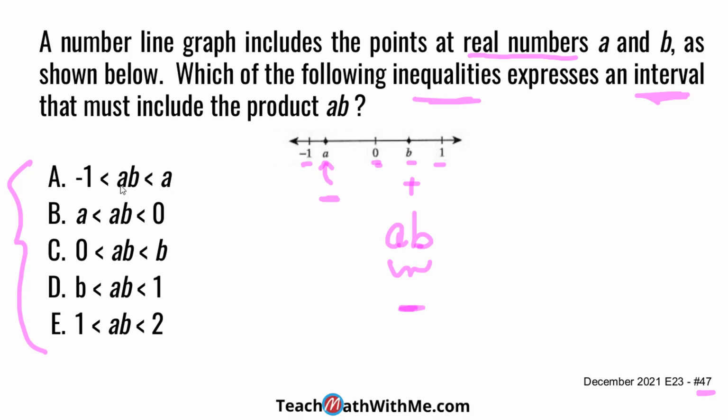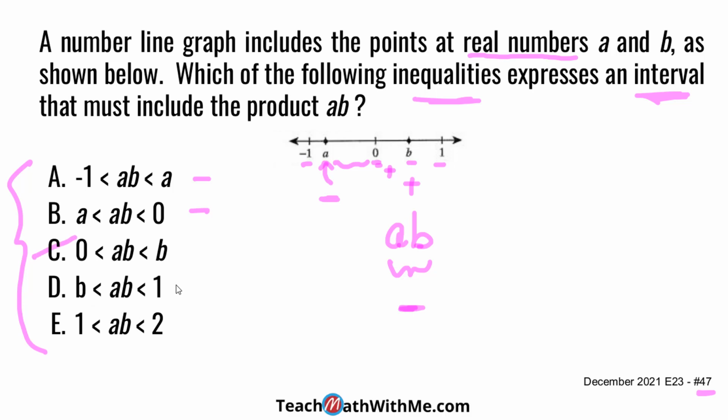Let's look at our answer choices. We have the product AB in the middle of this interval. Choice A gives us that AB ranges between -1 and A. Well, that could be a possibility. We said A was negative. This is a negative interval, so that could be okay. Here we have from A to 0. That's still going to range within the period where A is negative. That could work. From 0 to B, this is in the positive range, so we know C is out.